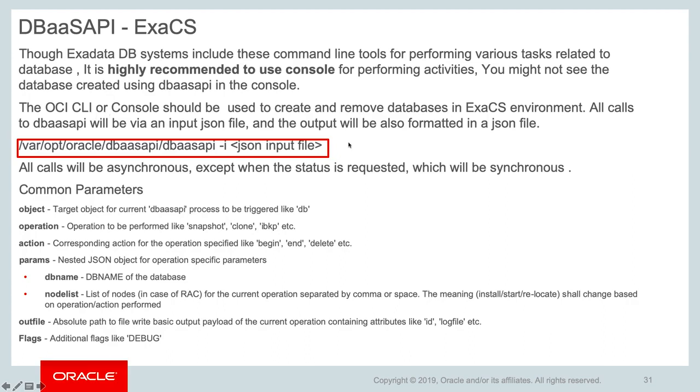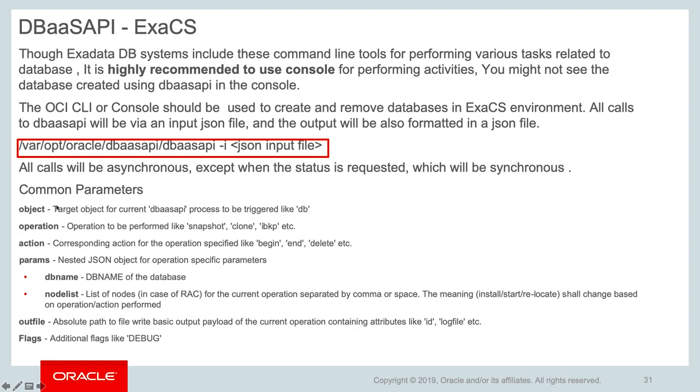I will show you an example of a non-CDB database, and cloud tooling means on the OCI console we have no way to create a non-CDB database at present. So this would be one of the use cases for using dbaasapi. This tool expects a JSON input file, and again, it is located under /var/opt/oracle/dbaas_acfs/dbaasapi, and you will be running dbaasapi -i and the JSON input file. All calls are asynchronous except when the status is requested, which is synchronous. So all calls are by default asynchronous.